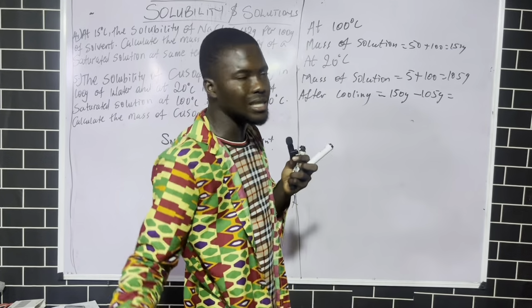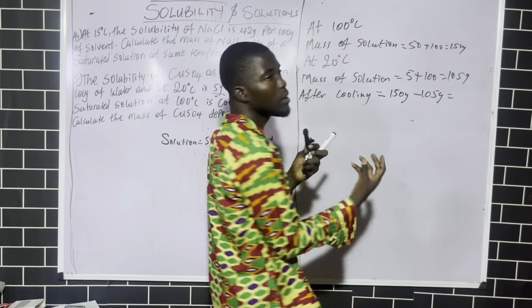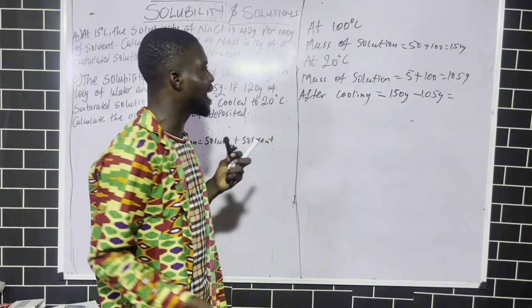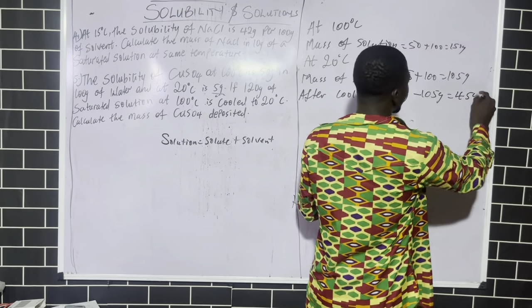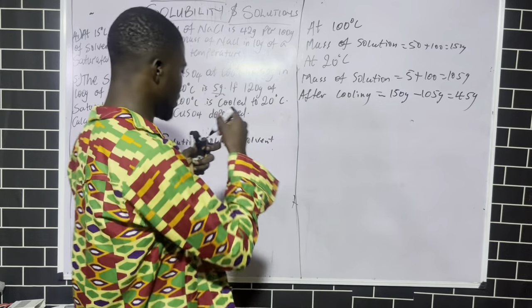So the mass that will actually crystallize out of the solution, the solute that will crystallize, is what we are subtracting. 150 minus 105 will give us 45 gram. Okay, now this is it.